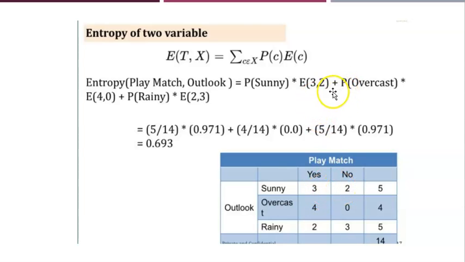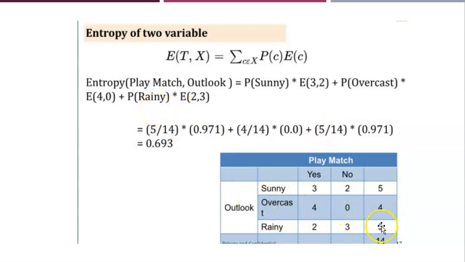That is written, plus probability of overcast, into entropy of 4 comma 0. So overcast you can see is 4, so 4 divided by 14, plus probability of rainy.